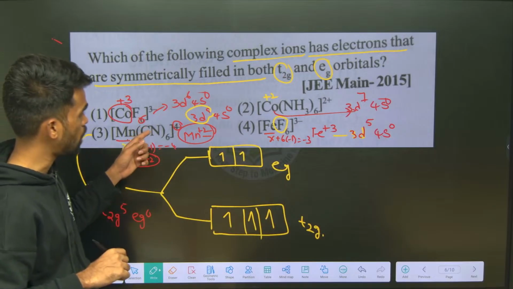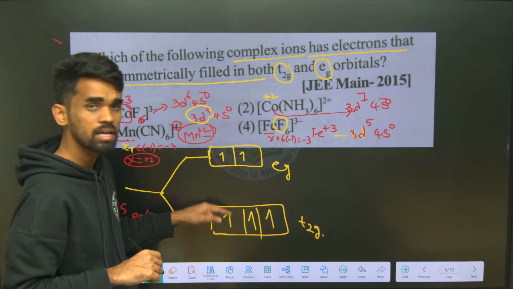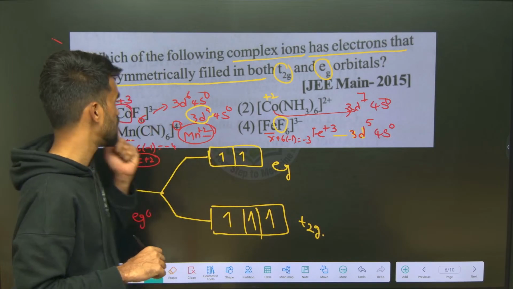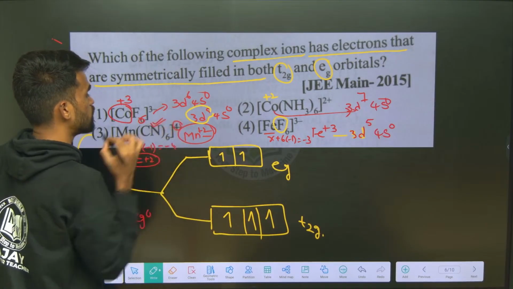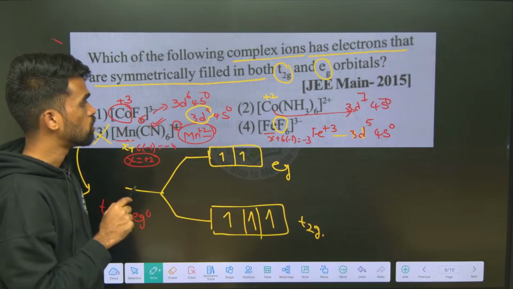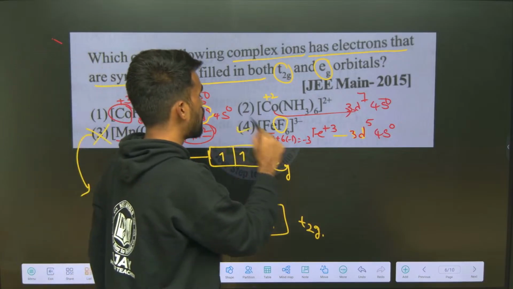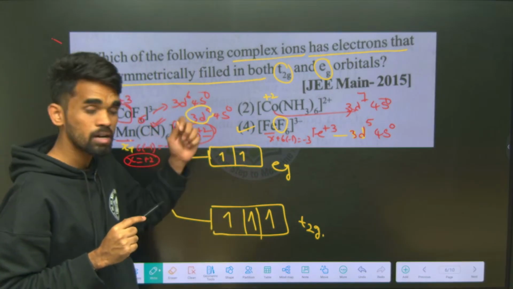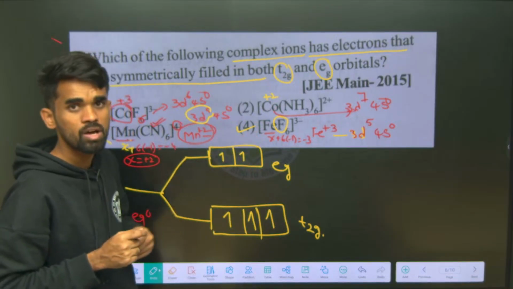First you need to fill all the electrons in the lower energy level, then only you have to go for higher energy level in case of this kind of strong field ligands. So that's why option number 3 is incorrect. The most appropriate answer for this question will be the fourth option.